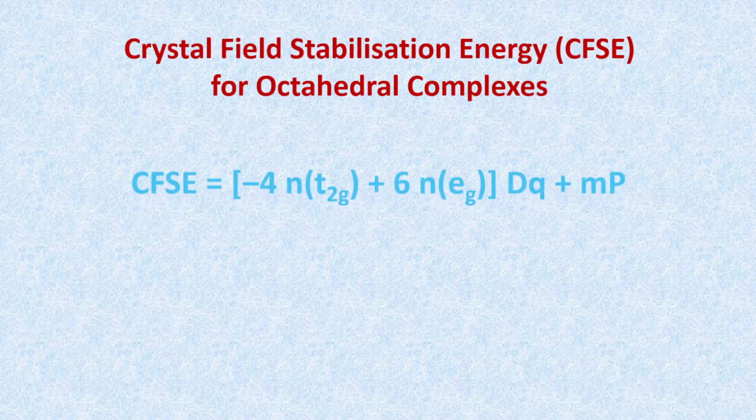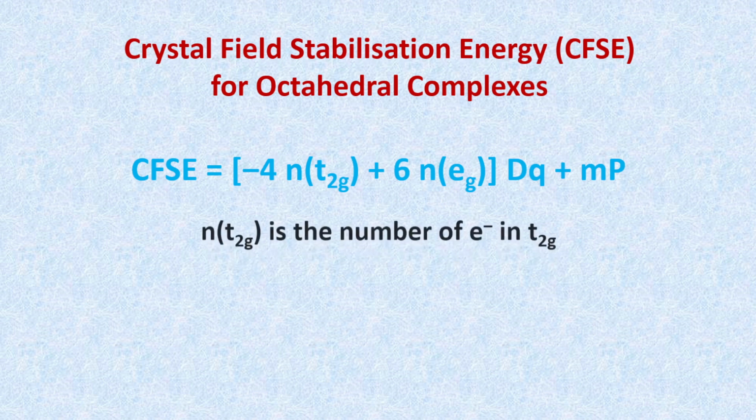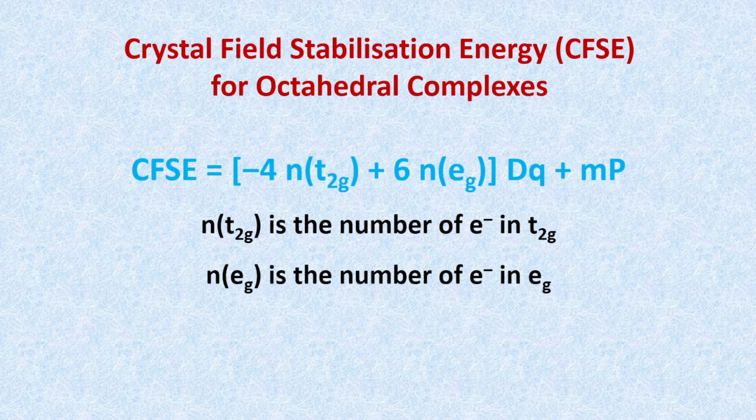Formula for crystal field stabilization energy for an octahedral complex: CFSE equals -4 multiplied by Nt2g, where Nt2g is the number of electrons in the T2g level, plus 6 Neg, where Neg represents the number of electrons in the Eg level, plus mP, where m represents the number of paired electrons and P is the pairing energy.